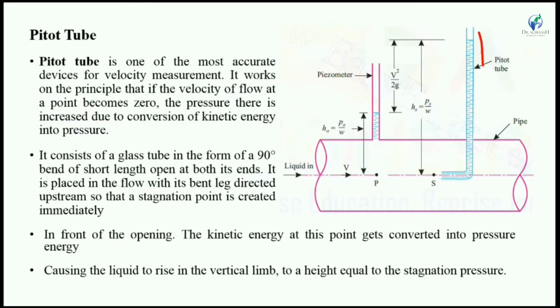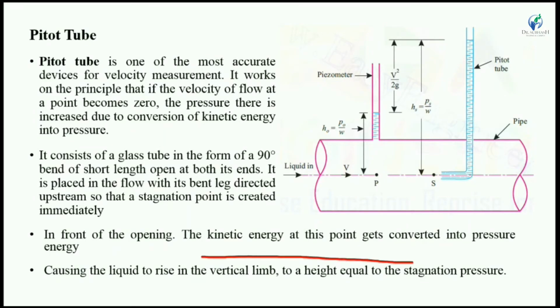The Pitot tube consists of a glass tube bent at 90 degrees, and the 90 degree bend is a short length and is open at both ends. It is placed in the flow with its bent leg directed upstream so that a stagnation point is created immediately, as shown in the figure. The S is the stagnation point. Okay.